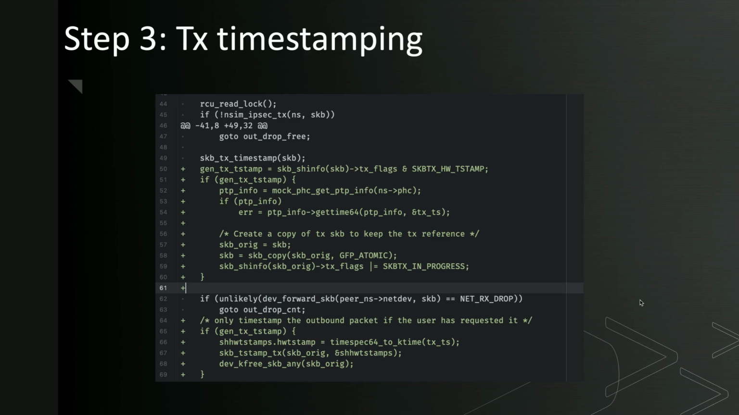Then we are doing this SKB copy that is required for providing back the TX timestamp value, as I mentioned. We are setting information that the timestamp is in progress. This is done to make sure that the stack will wait for this TX timestamp instead of, for example, returning some software timestamp instead. Then we are doing this forward to our peer, and at the end of the day, we are ready to provide the timestamp value back to the stack and to free our SKB.